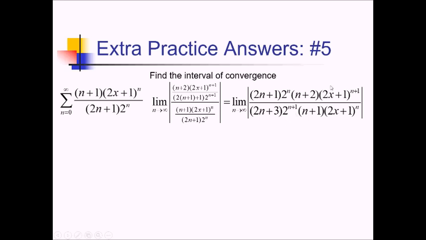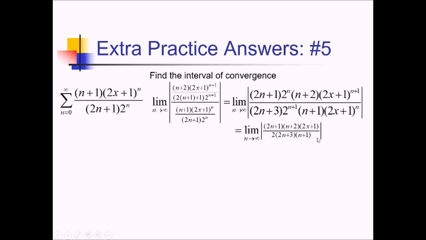And same idea with these 2x plus 1s. These reduce to give me just a 2x plus 1 in the numerator. So when the dust settles, I have in the numerator a 2n plus 1, an n plus 2, and a 2x plus 1. In the denominator, I have the 2n plus 3, I have a 2 from this reduction, and I still have this n plus 1 as well. The 2x plus 1 we said got reduced with the 2x plus 1 up here, so that's not in the denominator anymore.